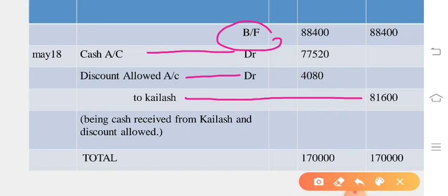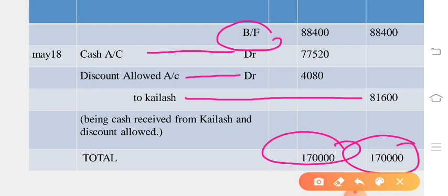So we'll add all the amounts in this only. So 88,400 plus 77,520 plus 4080. The amount comes to 1,70,000. And this is the end of our question.